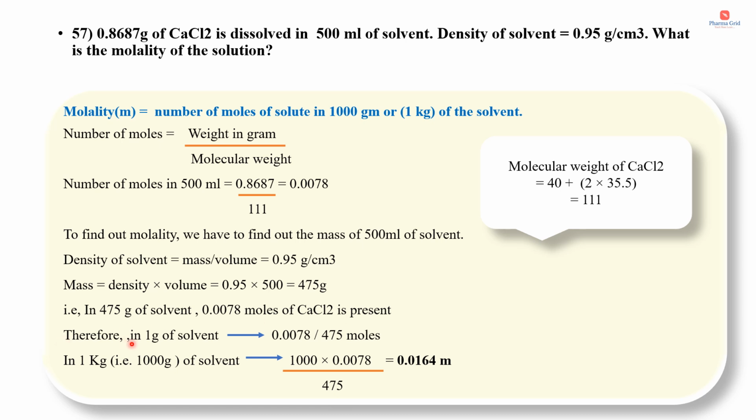Therefore, in 1 gram of the solvent, so how we will calculate in 1 gram? So therefore in 1 gram of the solvent there will be 0.0078 divided by 475 moles. We need to calculate in 1000 gram or 1 kilogram of the solvent. Therefore in 1 kilogram, that is 1000 gram of the solvent, will be this value multiplied by 1000, that is 1000 into 0.0078 divided by 475, that is equal to 0.0164 molal. Okay, so 0.0164 is the molality of the solution.